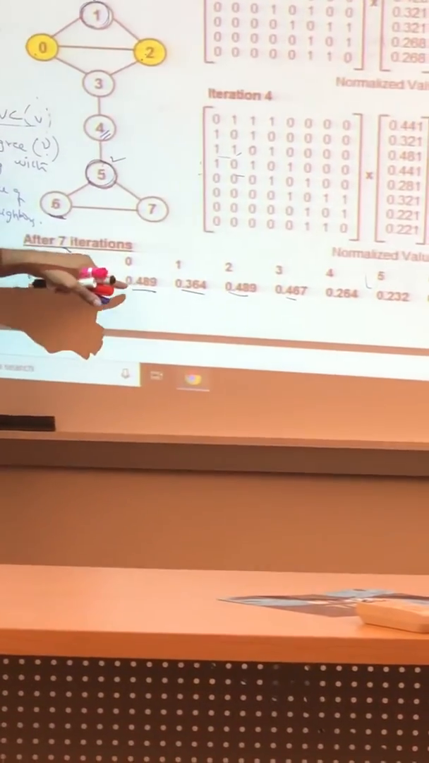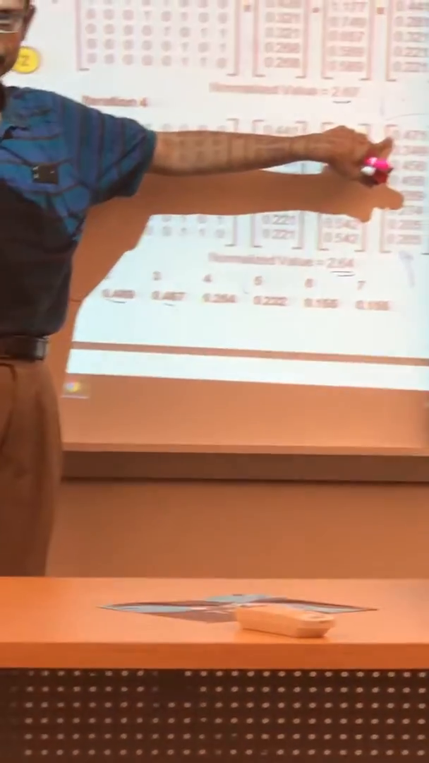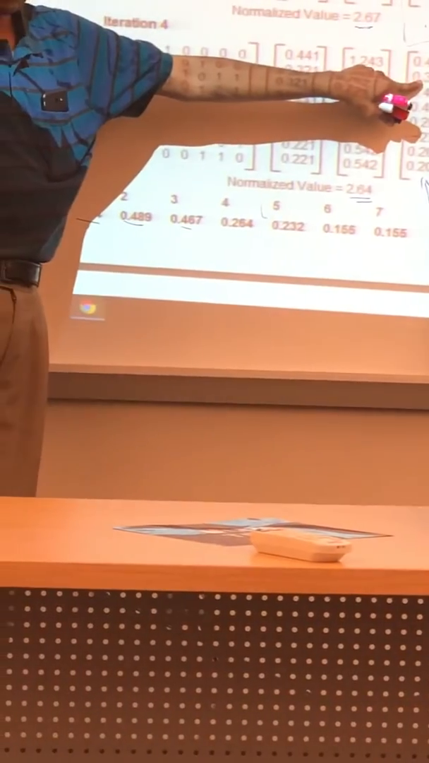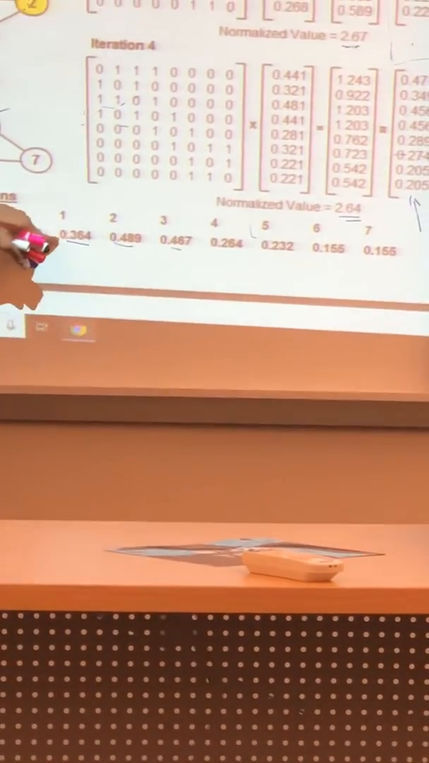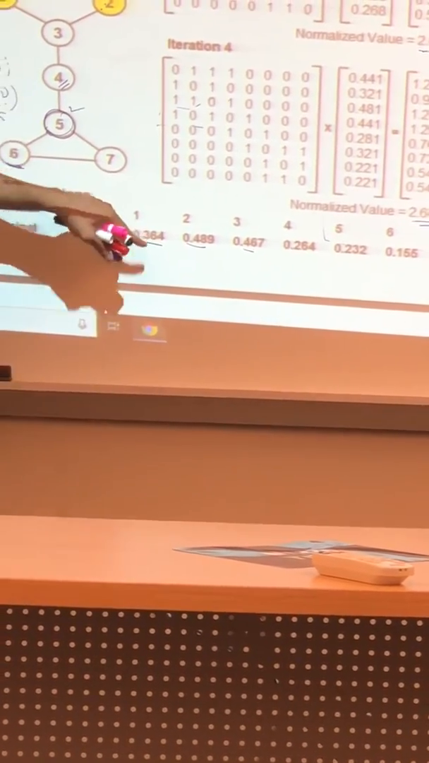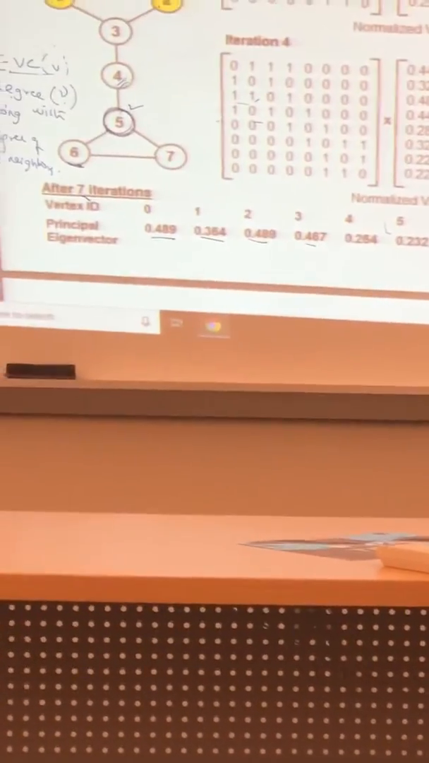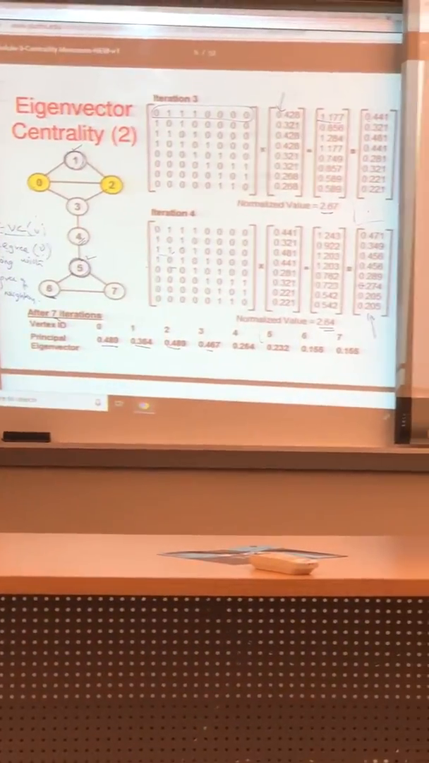Here you have 0.479 for vertex 0, but if you go through 7 iterations, you get 0.489. You get 0.349 for vertex 1 after 4 iterations. If you go through 7 iterations, you get 0.364. These entries quantify the topological importance of the vertex with respect to eigenvector centrality. That is the degree of the vertex along with the degree of its neighbors. So how are the degrees of the neighbors taken into consideration?